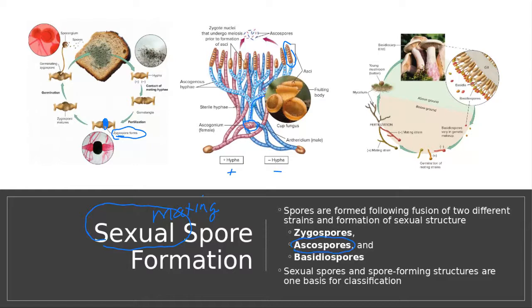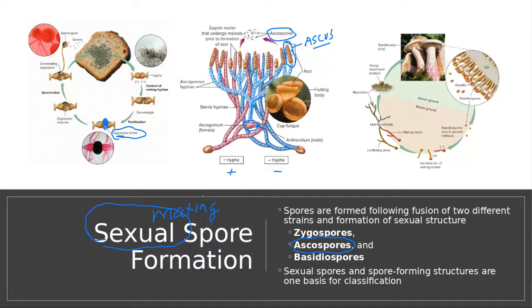And then the second type is called the ascospore. It is produced by this mating process, and from this mating process they make a structure called the ascus. Therefore the spore that is produced by this structure is called the ascospore. Ascospore, that's the second type. The third one is called the basidiospore.